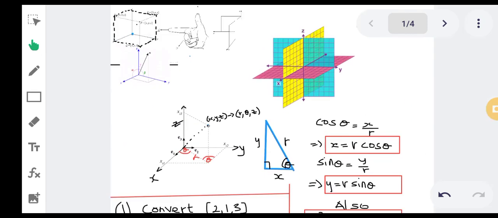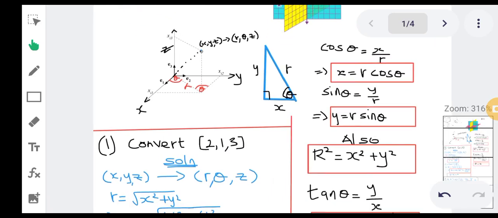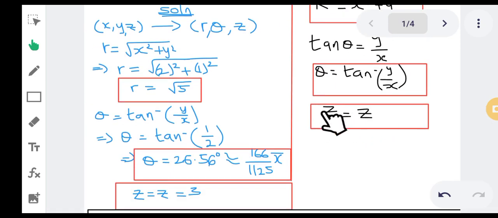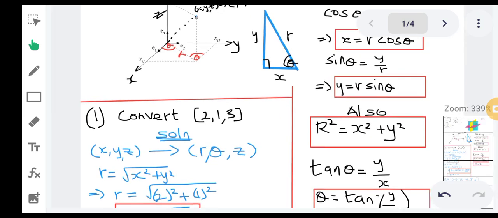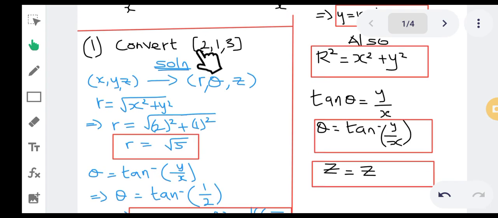Remember, for the conversion from the Cartesian coordinate system to the cylindrical coordinate system, z is always the same, because there wouldn't be any change in the direction for z. Z will always remain the same. Thank you very much. I have some questions here and I will talk to them later.